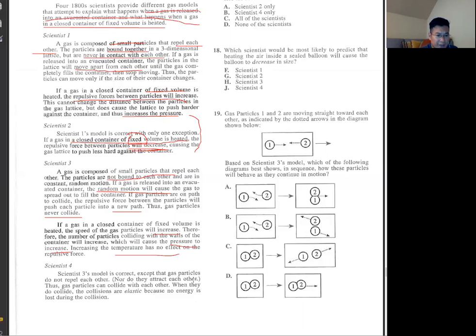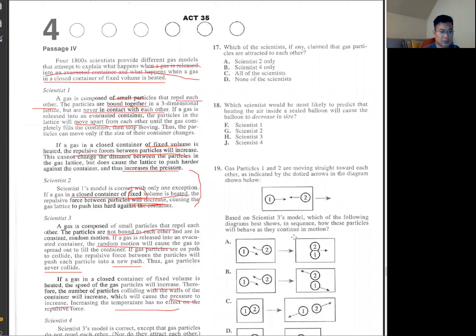And scientist 4, everything is the same as scientist 3, but the particles collide with each other. When they do collide, it's elastic, because no energy is lost during the collision. So roughly reading through this, then number 17 says it claims that gas particles are attracted to each other. Attracted? It didn't say anything about attraction. It's just pushing each other or colliding with each other, whatever they talked about.